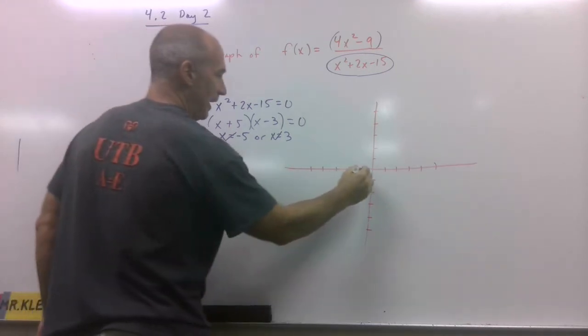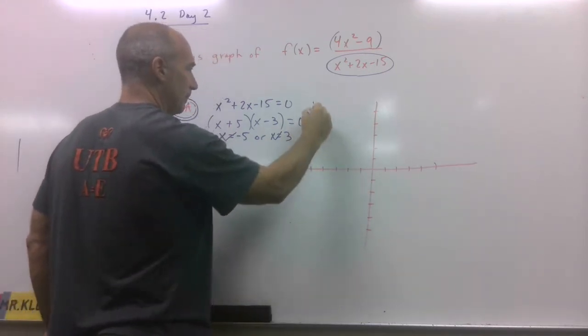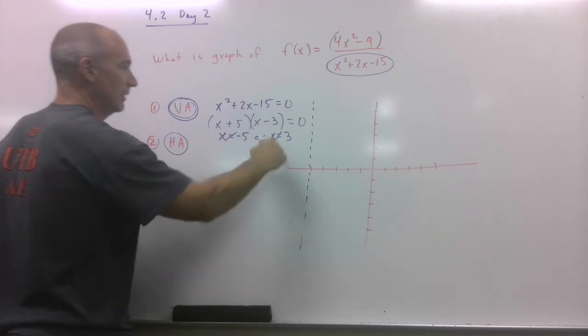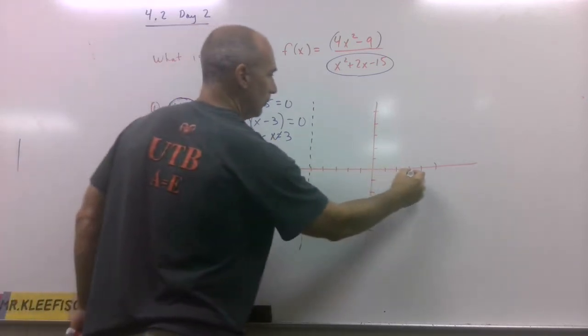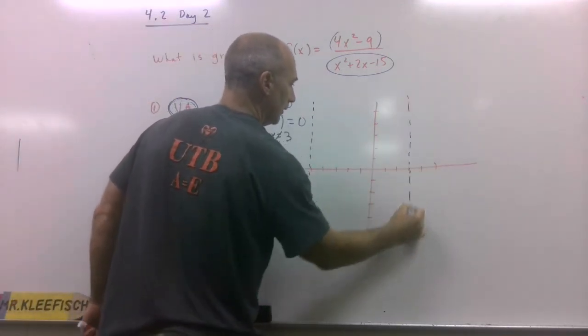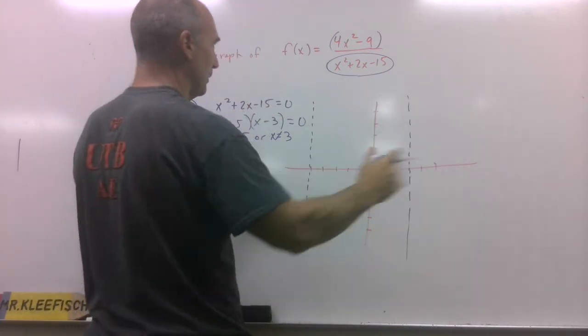So I go to -5, 1, 2, 3, 4, 5. Should have given myself more space. X can't be 3, 1, 2, 3. So our graph cannot cross those barriers.